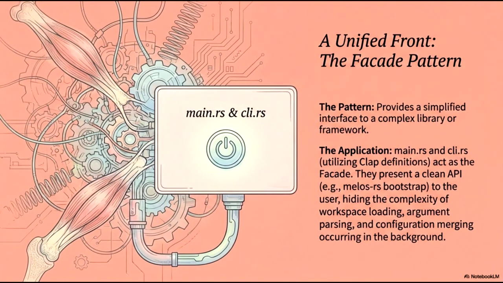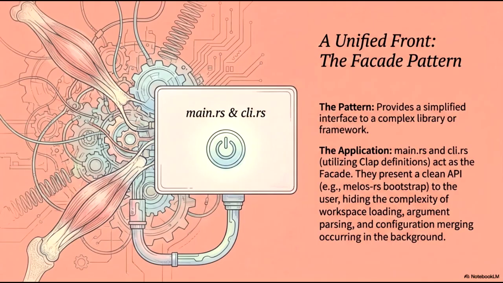The facade pattern is fundamentally about creating a unified front by providing a simplified interface to a complex underlying system. In the context of our application, main.rs and cli.rs serve as this facade. By leveraging clap definitions, these modules offer a clean and intuitive API, such as the melos-rs bootstrap command. This approach intentionally masks the intricate operations happening beneath the surface, including complex workspace loading, sophisticated argument parsing, and the detailed merging of various configurations.